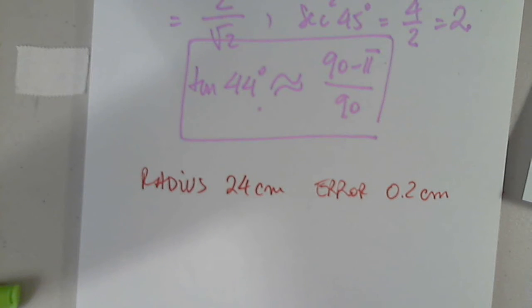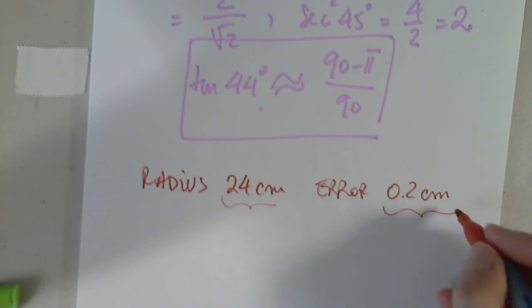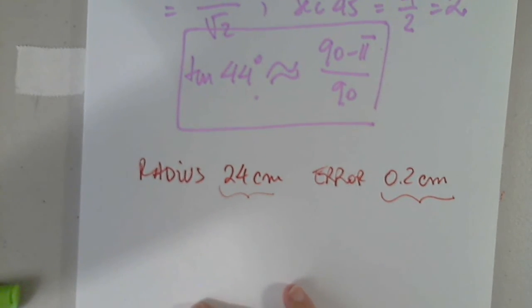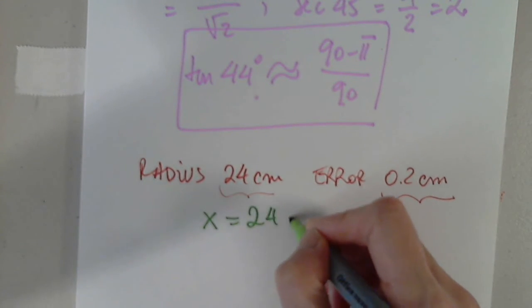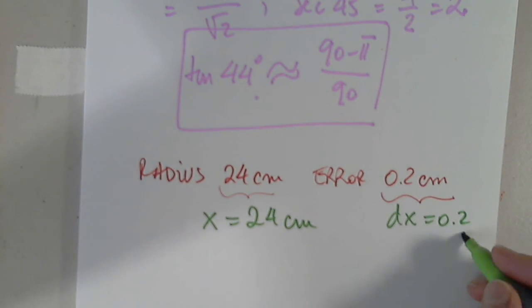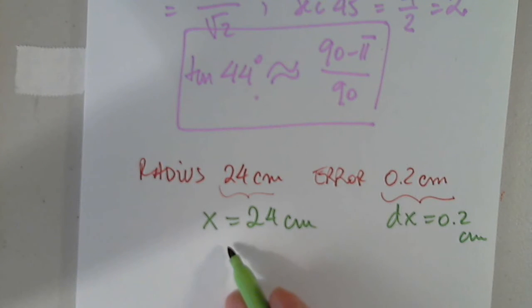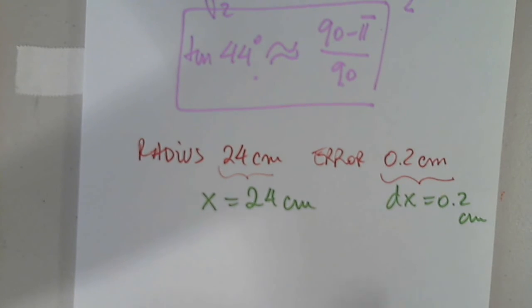Before I continue reading, I don't even know what the problem is saying or asking us to do. My question is, what does this represent and what does this represent? Based on what we've been discussing. Thank you very much. It's very clear. This is x, this is the radius, and it has an error of 0.2. If this is my x, then this must be dx. Very good.